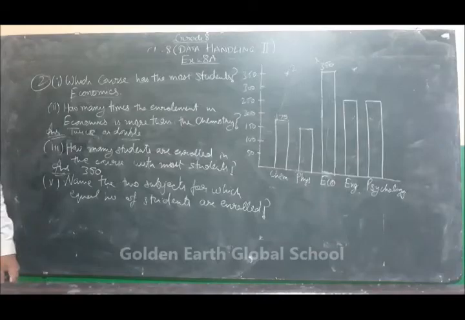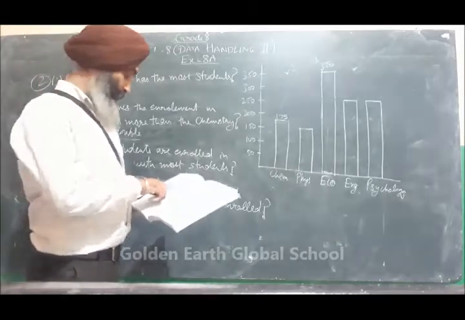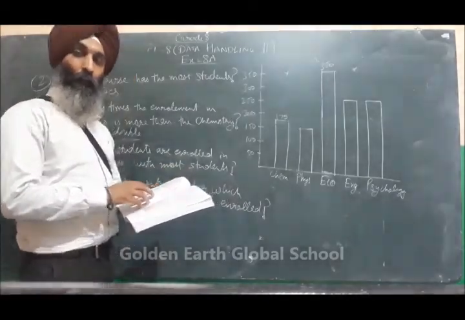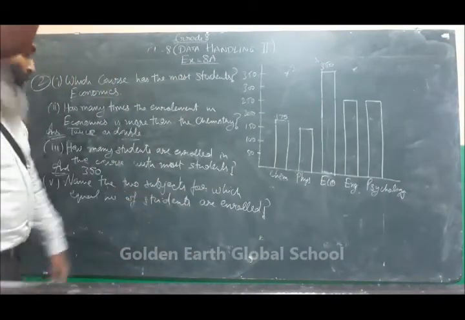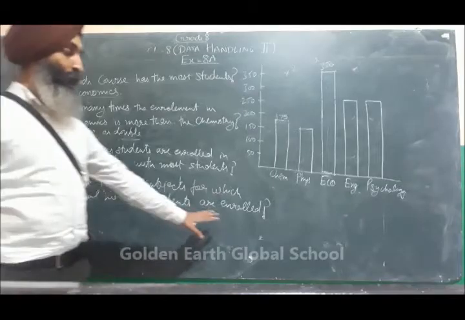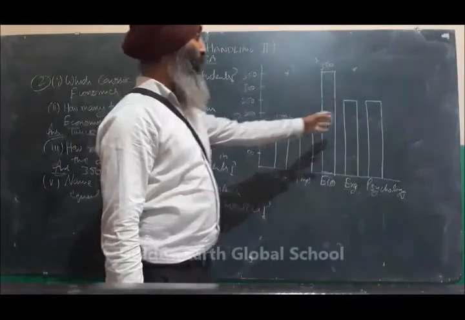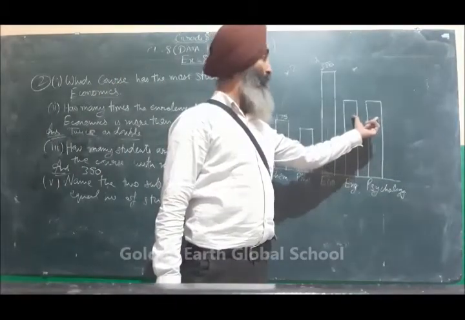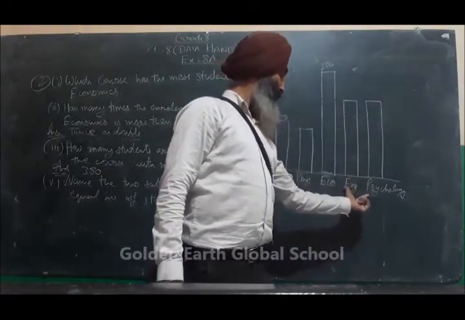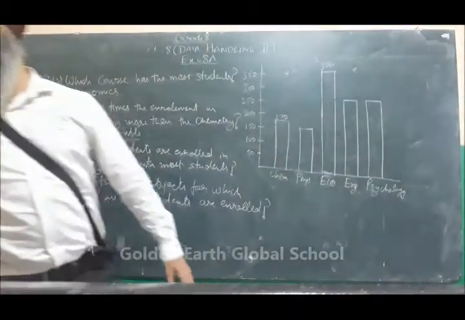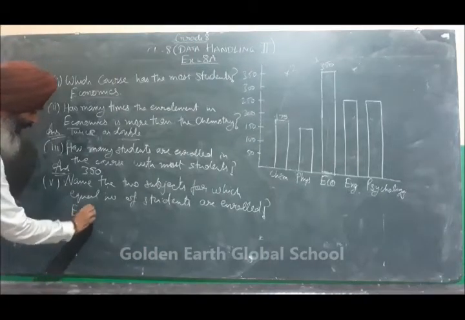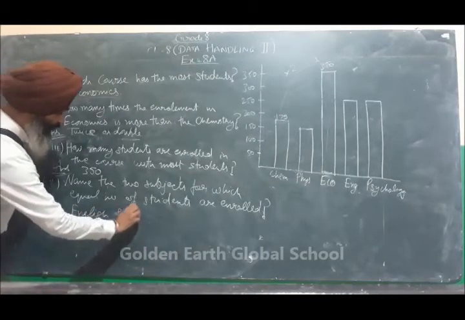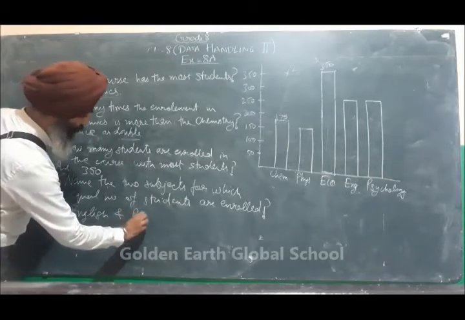In the same way, the fourth part is the same as the second one, and now the fifth part is: name the two subjects for which an equal number of students are enrolled. So it is clear from the graph that the equal number of students are in the subjects English and psychology. So our answer is English and psychology.